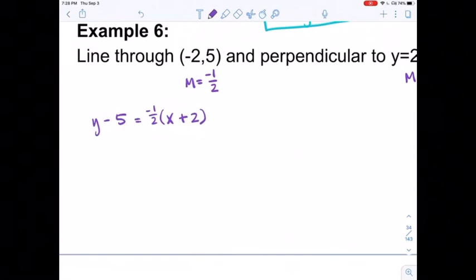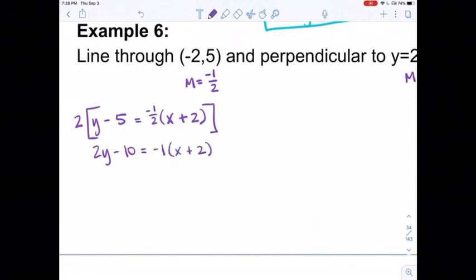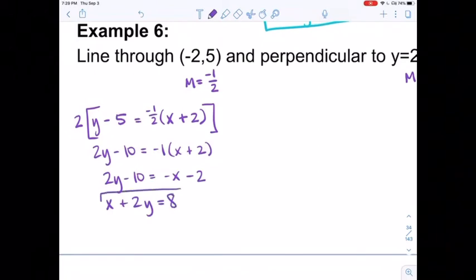I'm going to go ahead now and multiply everything by 2. But remember, x plus 2 inside those parentheses is stuck for right now, so I can't touch those, but I can have 2y minus 10 is equal to negative 1 times x plus 2. 2y minus 10 is equal to negative x minus 2. Let's see, I'm going to do x plus 2y. And then when I add the 10, I end up with a positive 8.